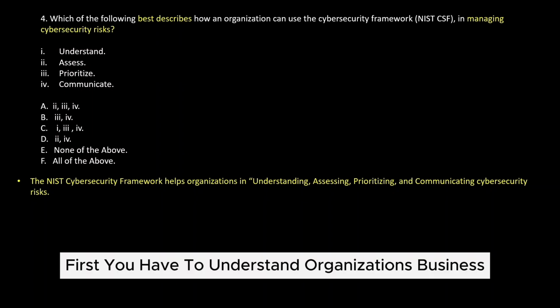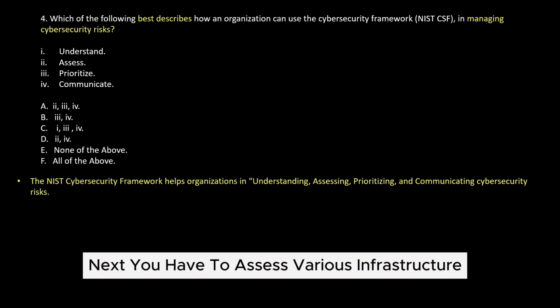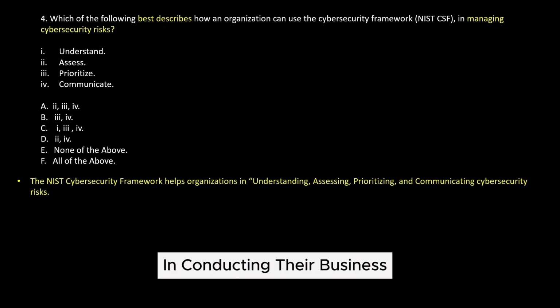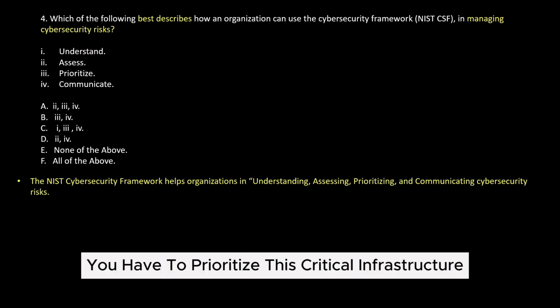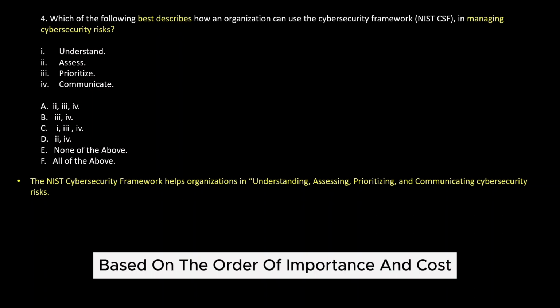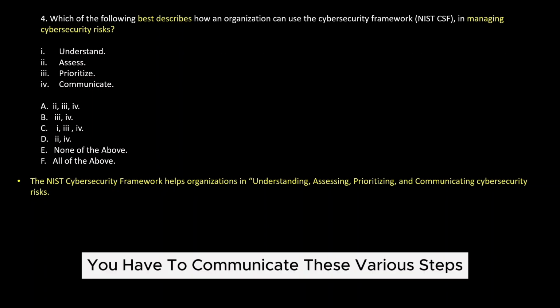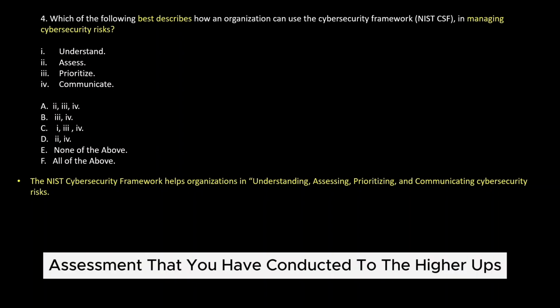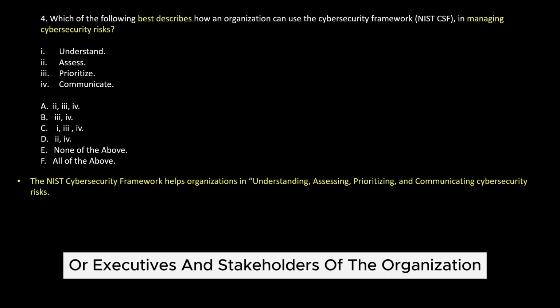First, you have to understand the organization's business. Next, you have to assess the various infrastructure and equipment that this organization uses in conducting their business. Next, you have to prioritize this critical infrastructure based on their order of importance and cost. Then lastly, you have to communicate these various steps or security assessments that you have conducted to the higher-ups or executives and stakeholders of the organization.